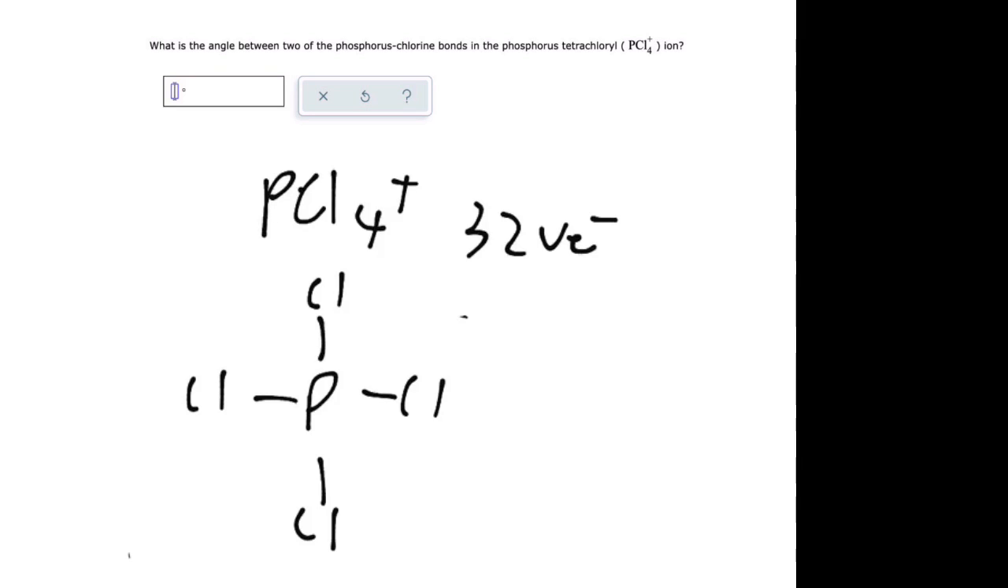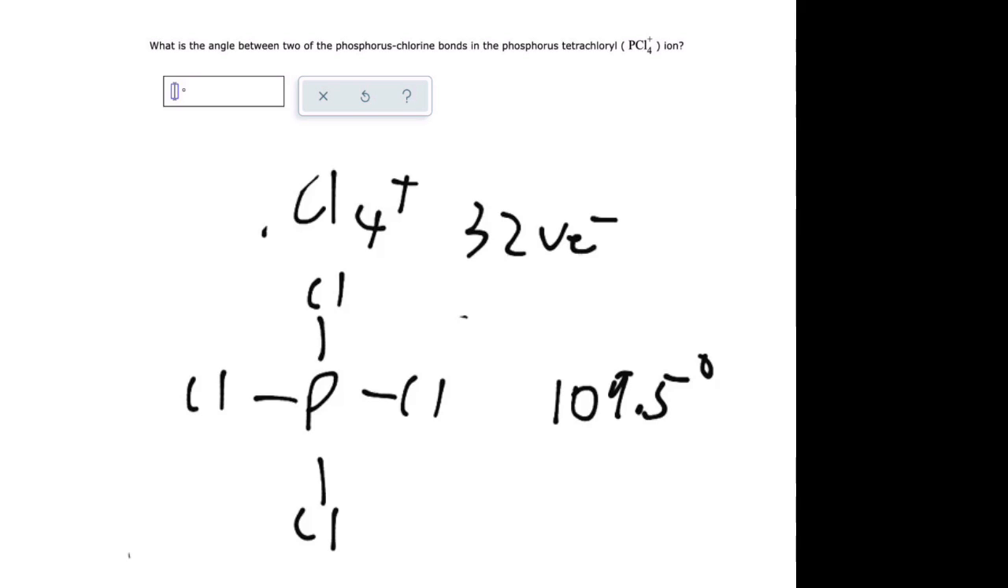And they want to know what the angle is. So in order to find out what the angle is, you have to know what kind of structure this is. And this is a tetrahedral structure. So tetrahedral structures always have the exact same bond angle. They have the bond angle of 109.5 degrees. And that is therefore the bond angle between the phosphorus-chlorine bonds.